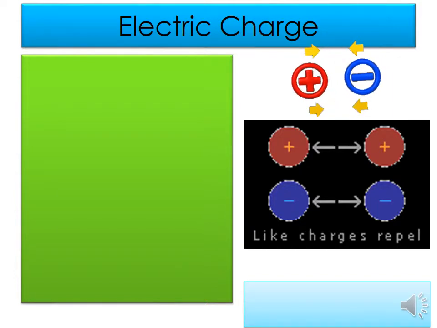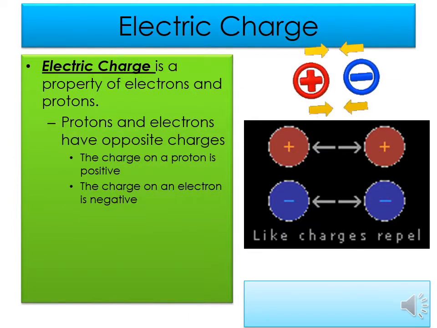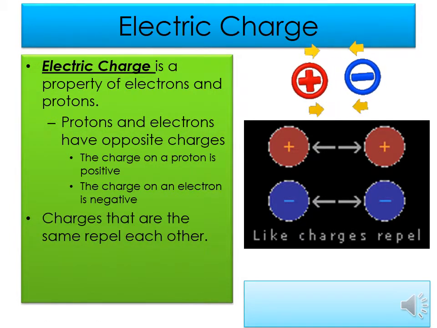So the first topic we're going to talk about is electric charge. Now, electric charge, the definition, is a property of electrons and protons. Protons and electrons have opposite charges, just as you saw in the atom on the previous slide. The charge on a proton is positive, so you can say it is a plus charge, and the charge on an electron is negative.